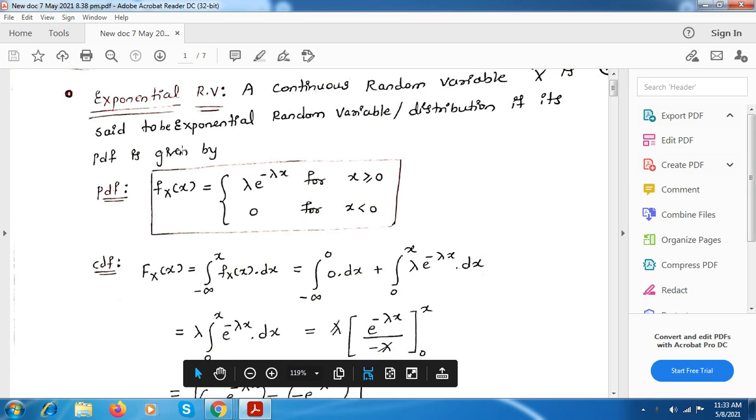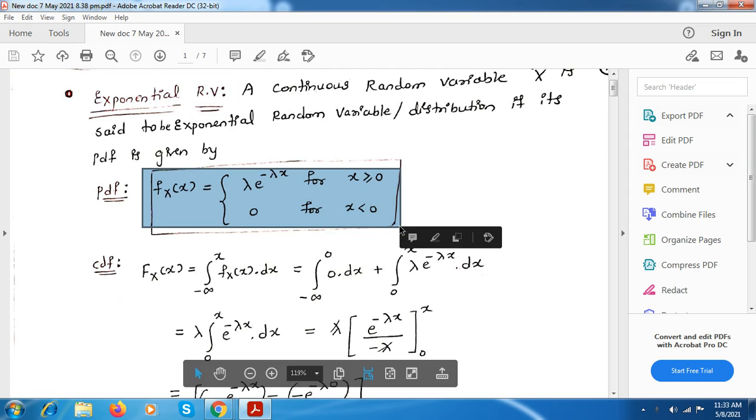So yesterday we were seeing the exponential random variable. We have seen the PDF of that. That is f of x is lambda e to the power of minus lambda x for the values x greater than or equal to 0, and otherwise it is 0.